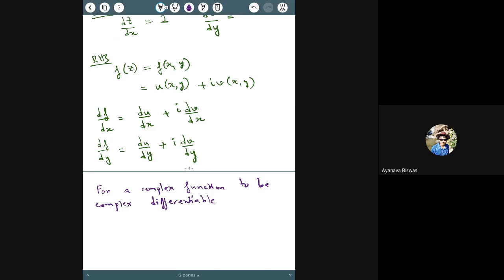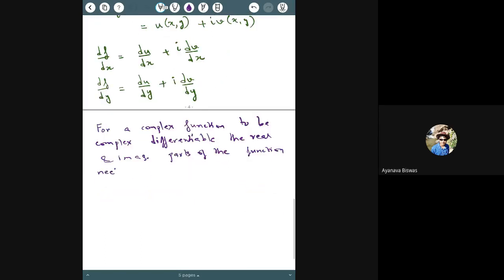the real and imaginary parts of the function need to satisfy the Cauchy-Riemann conditions. And what are these conditions? The conditions are del u del x is equal to del v del y. So the derivative of the real part with respect to x should be equal to the derivative of the imaginary part with respect to y.